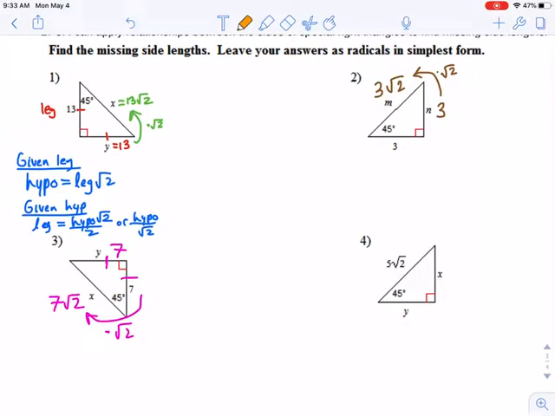All right, now number 4, we're given 5 radical 2. I'm going to use hypotenuse divided by radical 2, since I already have a radical 2 in my hypotenuse. So basically, I'm just removing the radical 2. I'm just doing the patterns in 1, 2, and 3, but reverse.